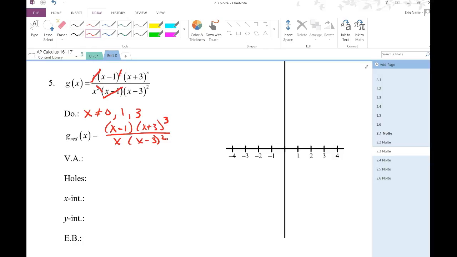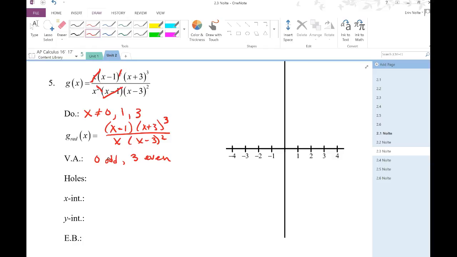0 and 3, good. And I'm going to be a little more tedious when I write this. 0, what kind of asymptote is this? Even or odd? And then 3 is even. The whole thing is just the word asymptotes. Okay.